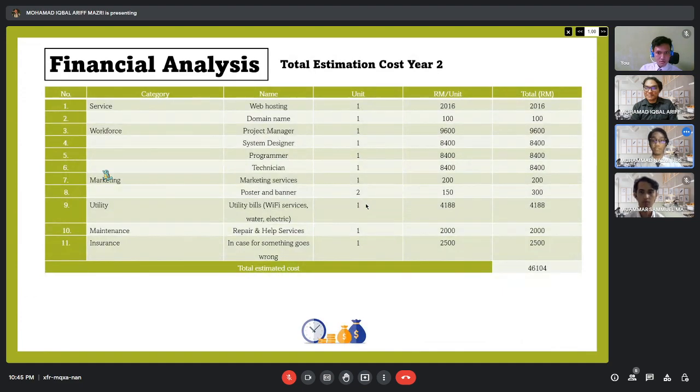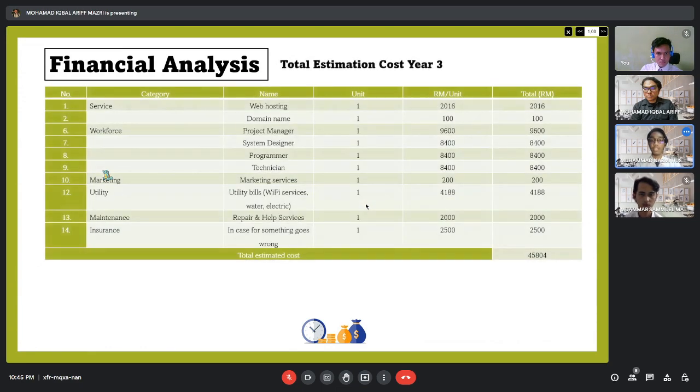So for the next year, we no longer need to pay for the hardware that we purchased in the first year. The only things we have to pay for in our cost estimation for the second year are service, workforce, marketing, utility, maintenance, and insurance. The total estimated cost for the second year is 46,104.